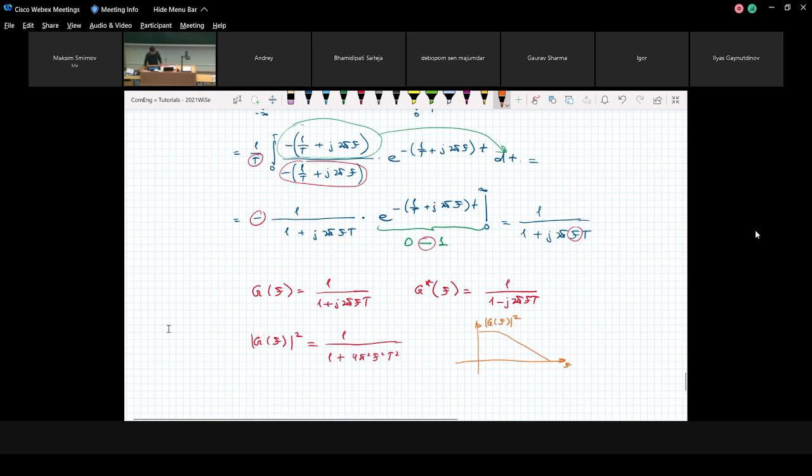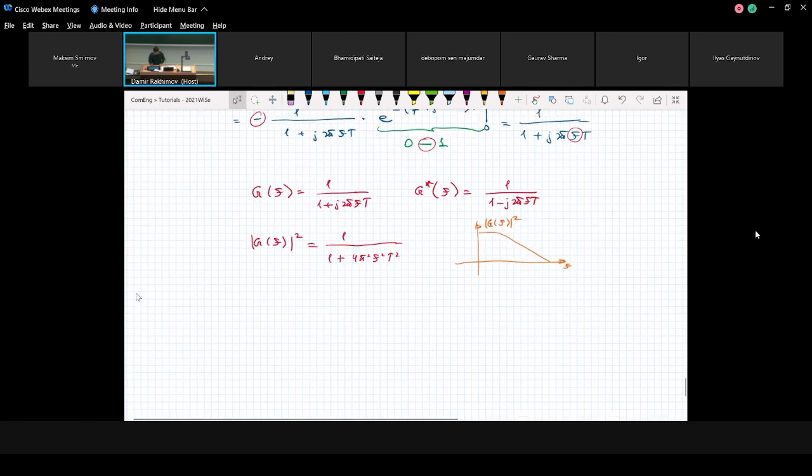Okay, now we have everything to find the output power spectral density for our input signal after the filter. The output power spectral density can be written as the transfer function absolute value squared times the input power spectral density, N0 by 2. And that's it. This is how our power spectral density will look for the output signal.